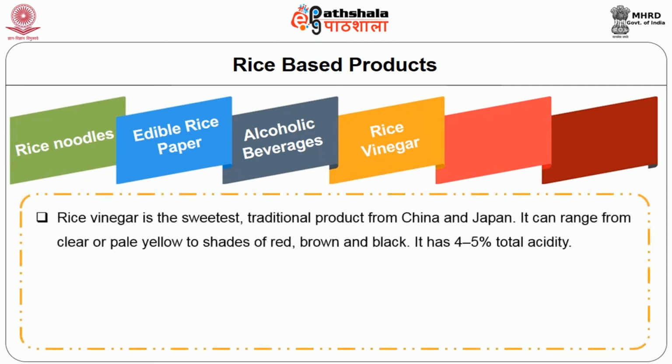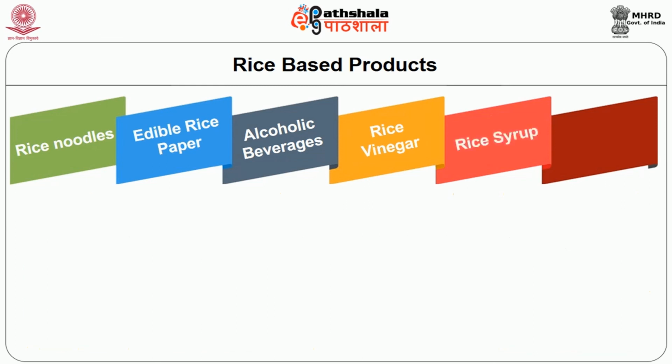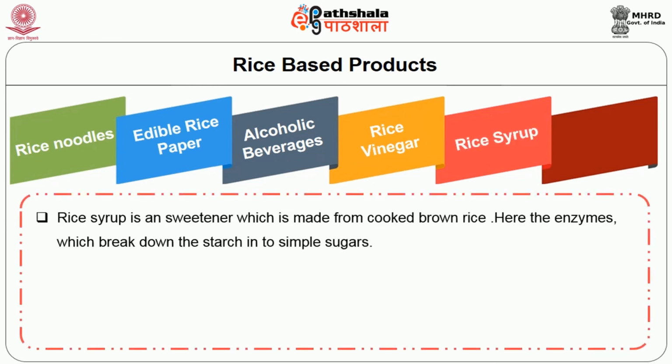Rice vinegar is the sweetest traditional product from China and Japan. It can range from clear or pale yellow to shades of red, brown and black. It has 4 to 5% of total acidity. Rice syrup is a sweetener which is made from cooked brown rice. Here the enzymes which are present will be used to convert the starch into simple sugar.